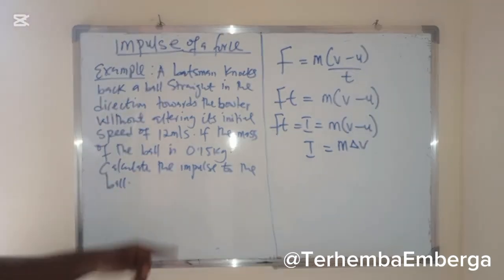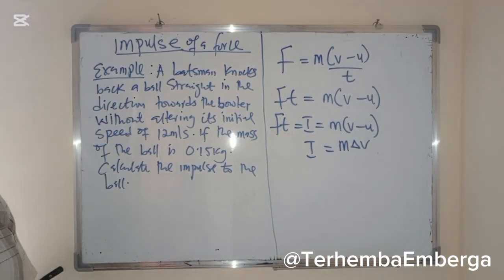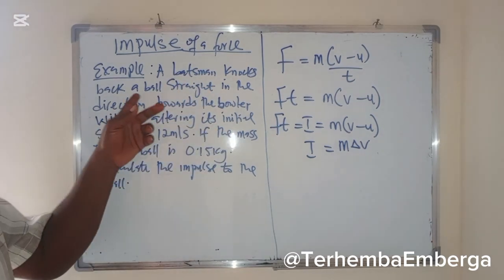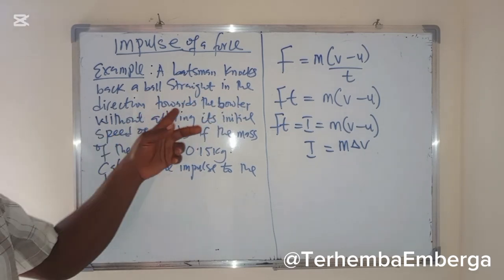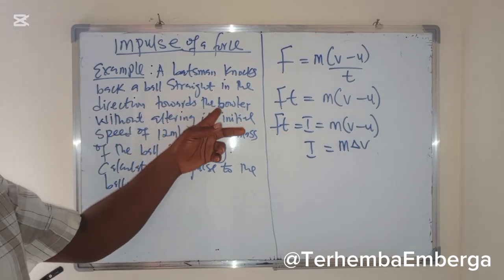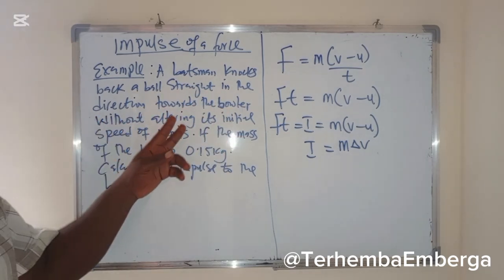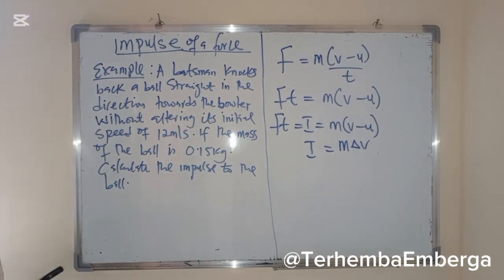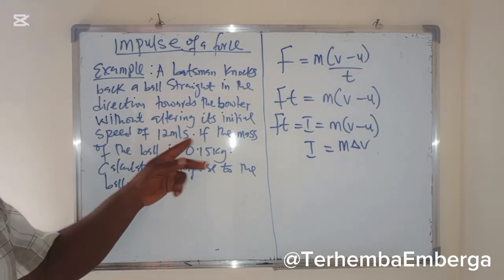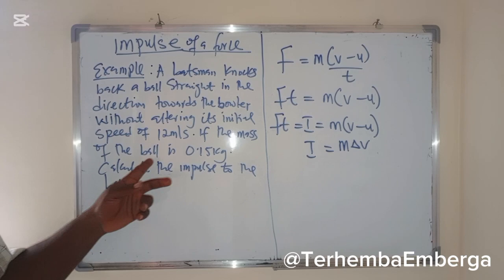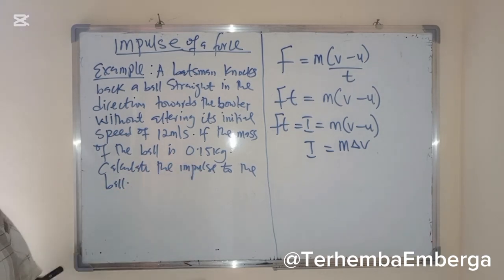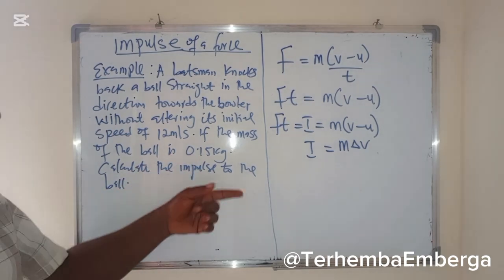So we have a problem here to solve. A batsman knocks back a ball straight in the direction towards the bowler without altering its initial speed of 12 meters per second. If the mass of the ball is 0.15 kg, calculate the impulse of the ball.